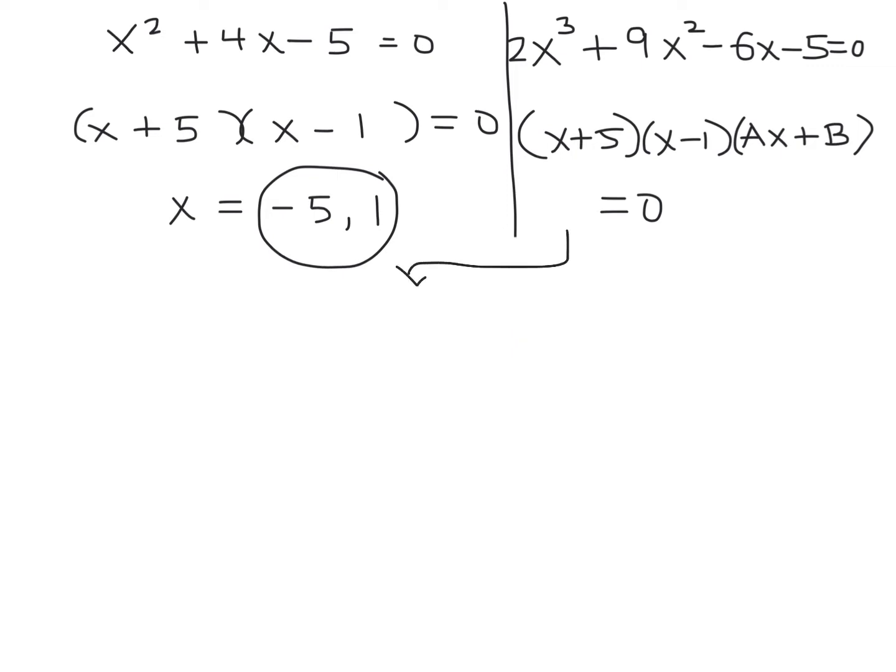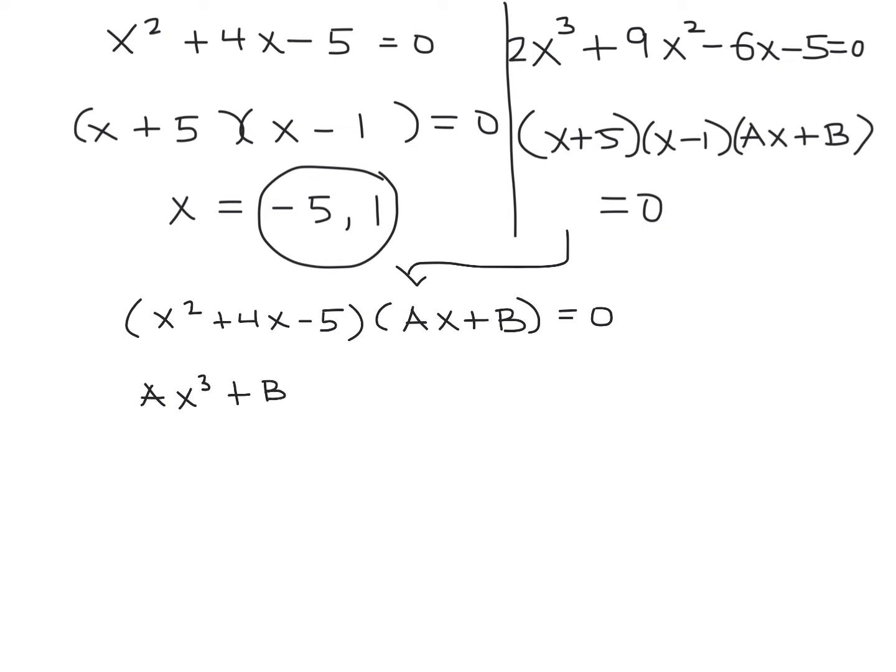Now, if we expand this, we will basically have a situation where we've got this x squared plus 4x minus 5, just like before, but then we've got this ax plus b, and that all equals 0. Keep expanding, and we get ax to the power of 3 plus bx squared plus 4ax squared plus 4bx minus 5ax minus 5b. And that equals 0.